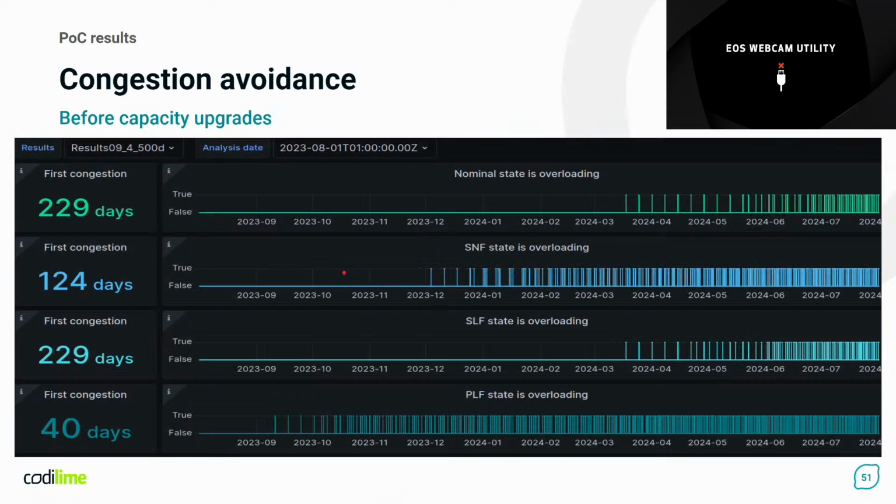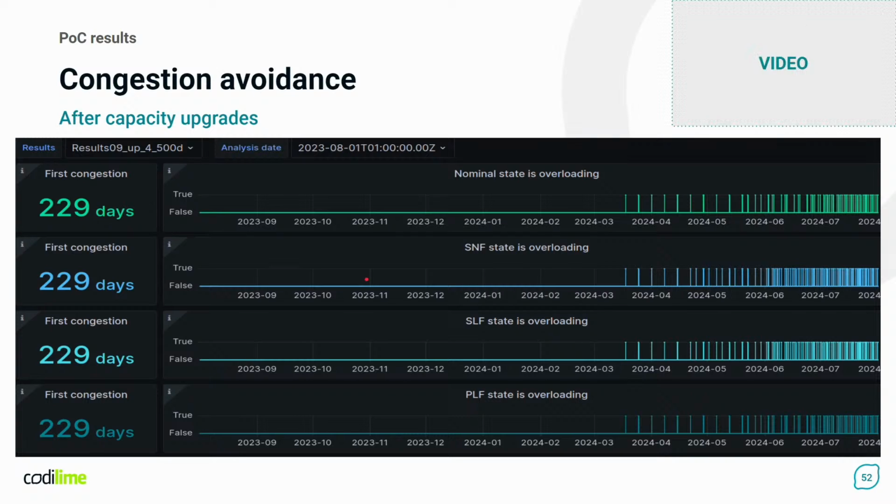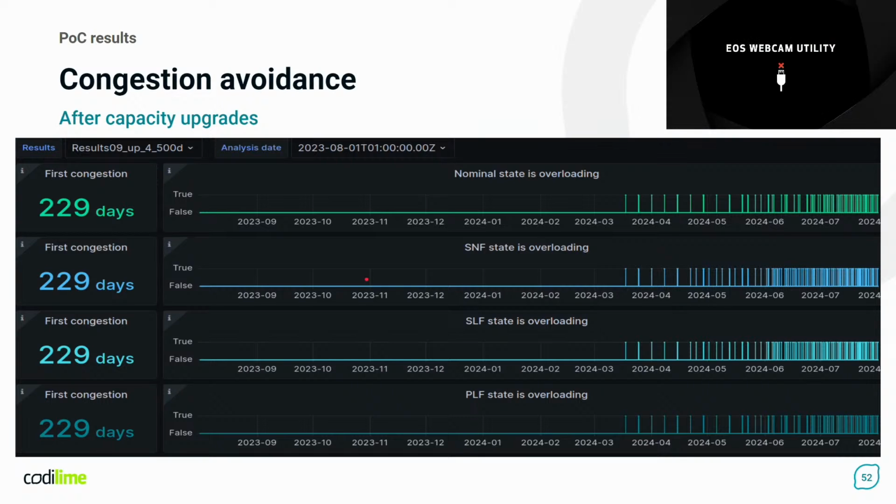This is the situation before. So we have before the upgrades 40 days to the first overload because of partial link failure, and we have 124 days to the first overload because of single node failure. After the upgrade, for partial link failure, we now have 229 days to the overload, and for single node failure, we have 229 days. So applying just three of our recommendations, we postpone the overload in the network by a lot. And if you applied all of our recommendations, you wouldn't have any overloads at all.